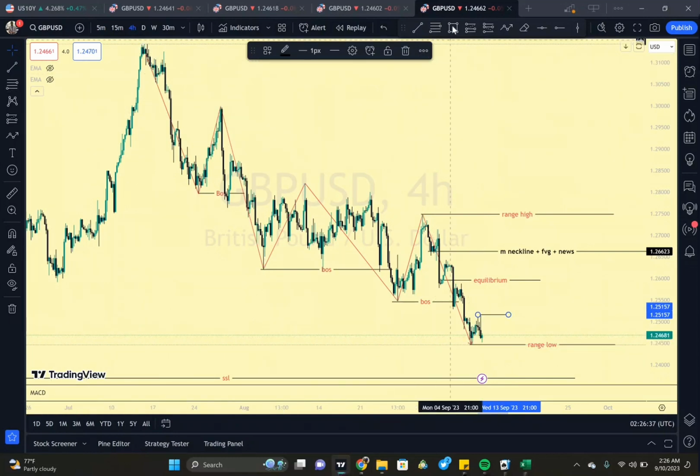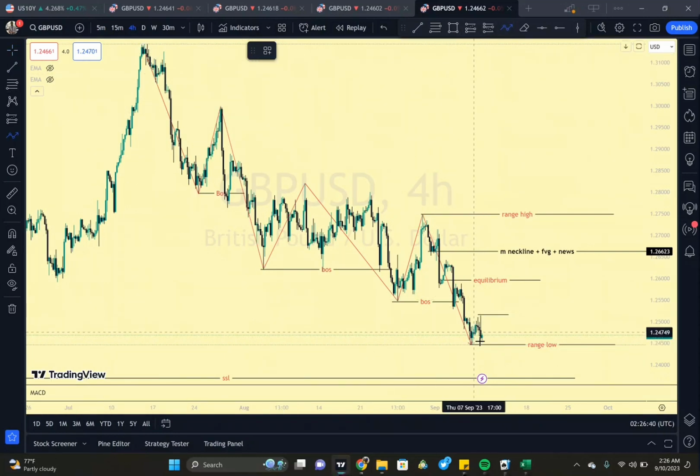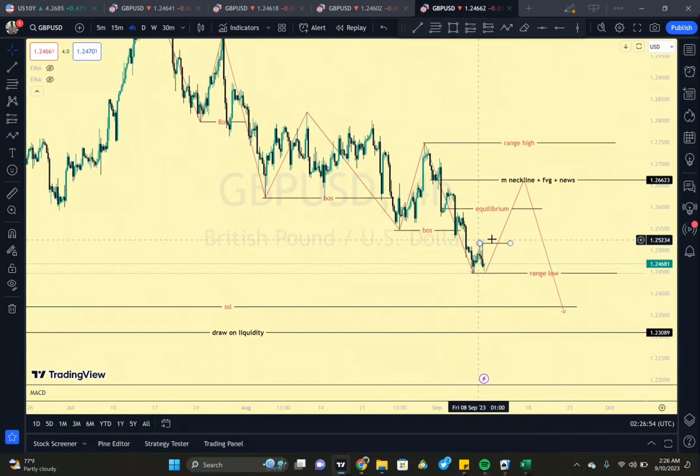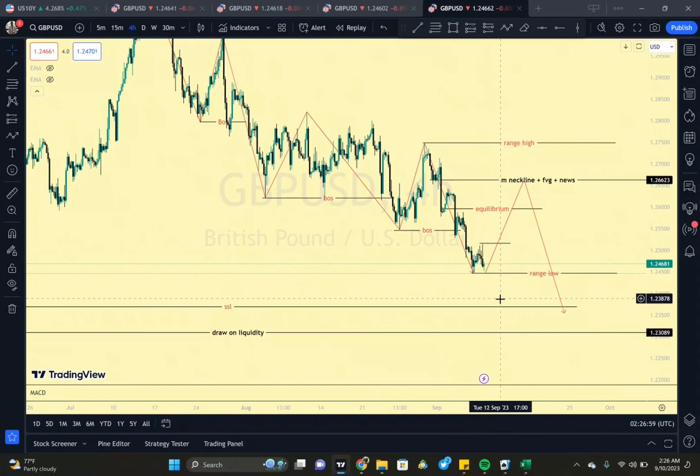So if price should break that particular high, we can expect price to at least trade to the equilibrium region or go all the way to the neckline before dropping to our areas of interest we marked in the weekly and the daily time frame. But if price doesn't break this high here and continues trending to the downside, we'll be looking for short entries in our intraday time frame.